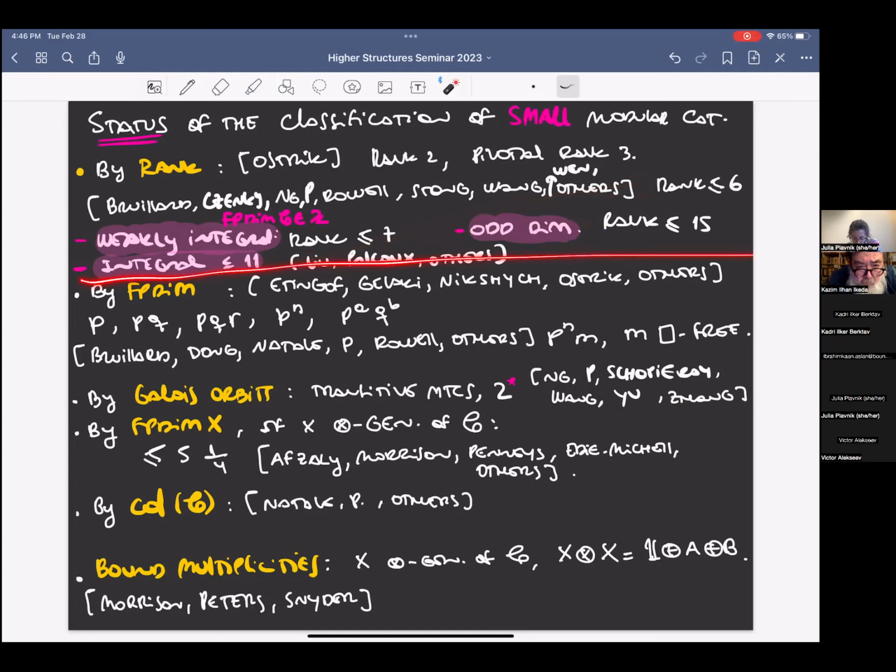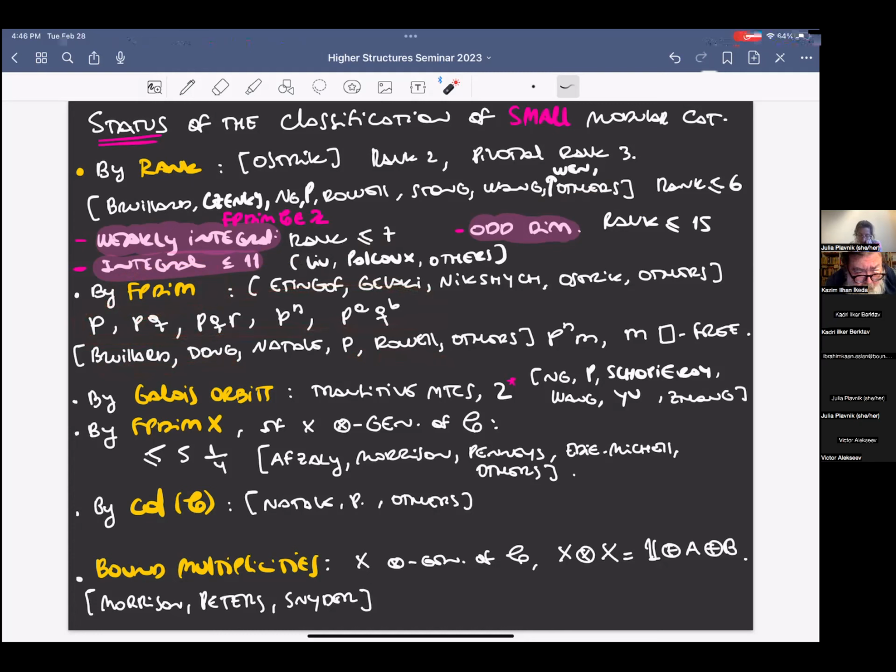So that's by rank, that's the number of simple objects. The other thing that we have done a lot is studying the dimension of your category. Like when you study, for example, the order of a group, classification by the order of the group, that's kind of the idea here, but we use, as I mentioned, the analogous, which is the Frobenius-Perron dimension of C. So Etingof, Gelaki, Nikshych, Ostrik, and others have worked on this, including myself, also Paul Bruillard, Sonia Natale, Dong, Rowell, me, and others.